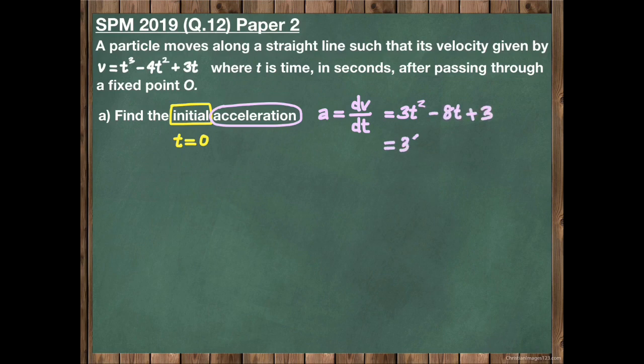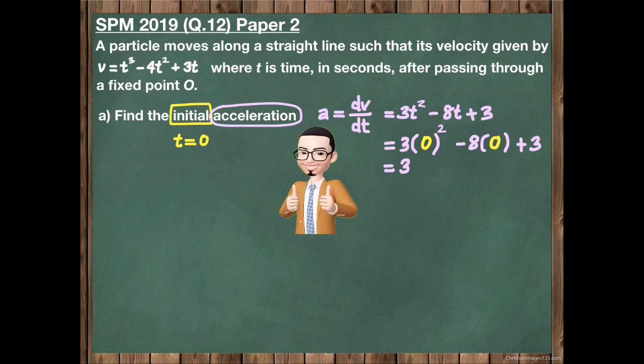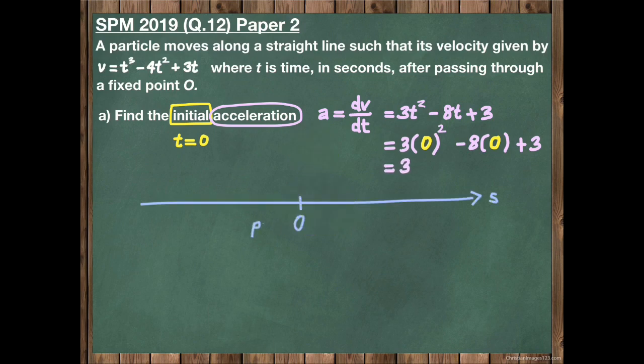Then to find the initial acceleration, we just substitute t equal to 0 into the equation of a. So 3 times 0 squared minus 8 times 0 plus 3, we get 3. So this is how to visualize the condition of the particle when t equals 0. So the acceleration at t equal to 0 is 3.